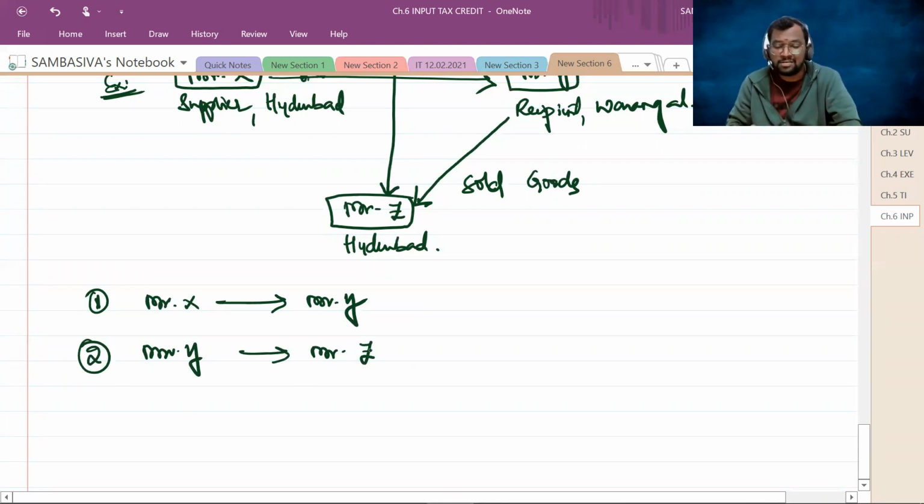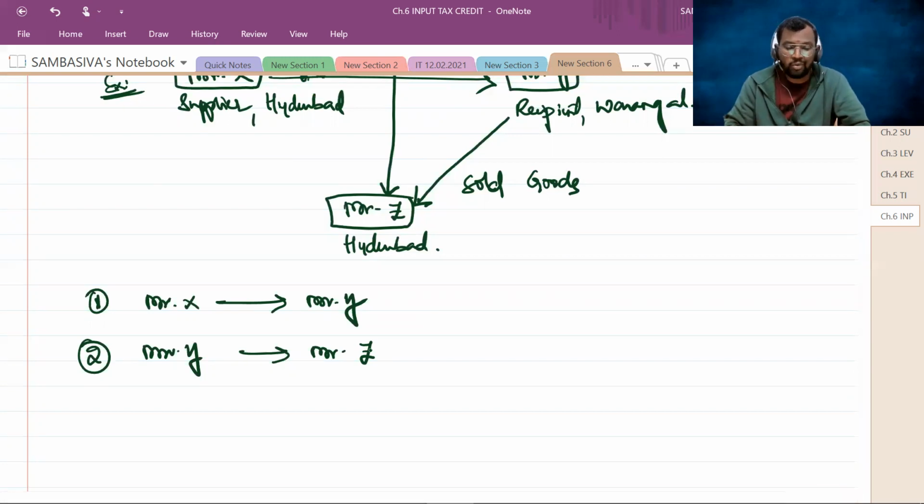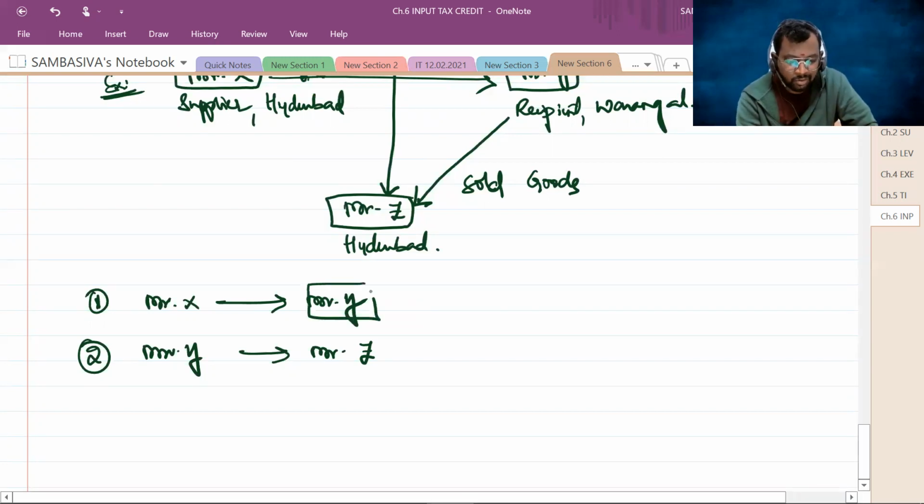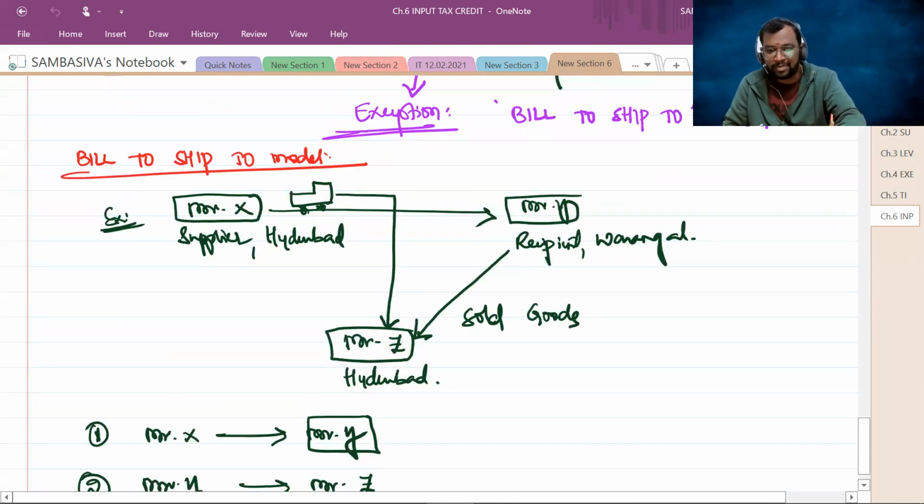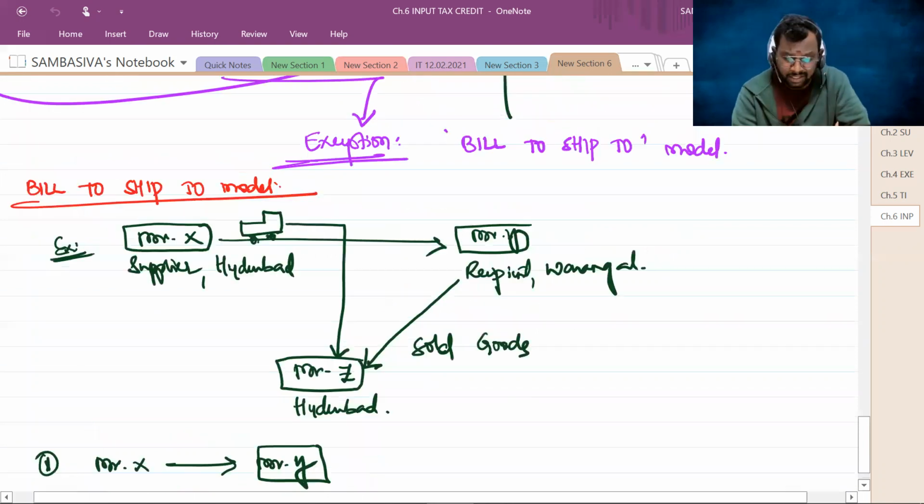Now here you can see Mr. Y has not received the goods into his premises. While the goods are in movement, the goods are transported to the ultimate buyer, right? Y has not received the goods into his premises, but still Mr. Y can avail input tax credit. So the original provision is recipient must have received the goods into his premises, and the exception is bill to ship to model.